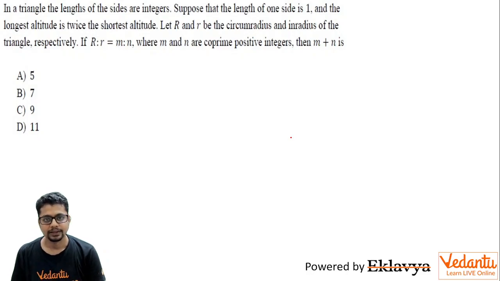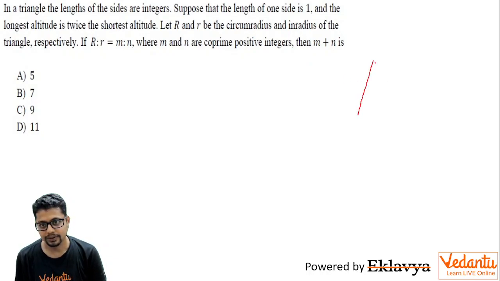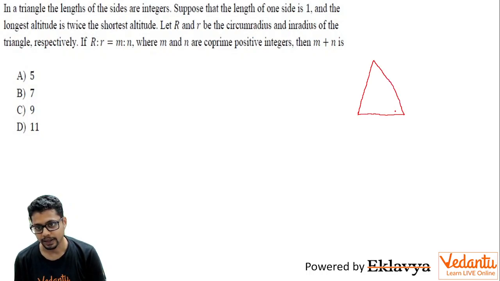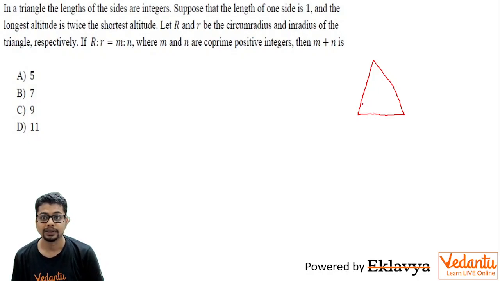So here we have a triangle whose one side is 1, and definitely it will be the smallest possible side. There can be two sides with side length 1, but then the third side would also need to have side length 1, which would make it an equilateral triangle. And this condition that the longest altitude is twice the shortest altitude would not hold. So that means there is a unique side with side length 1.